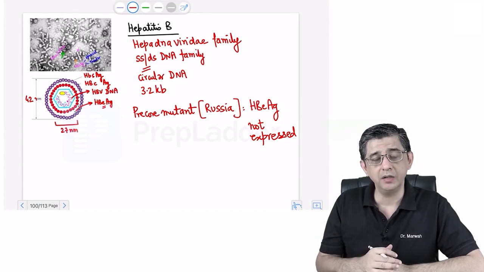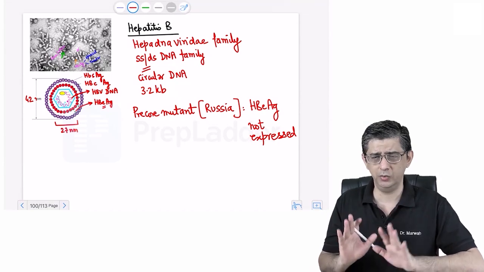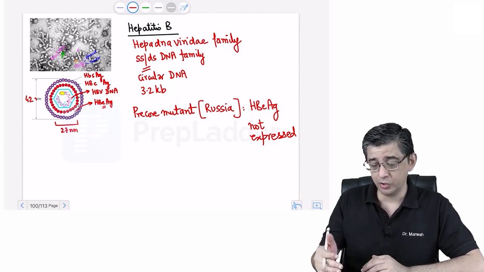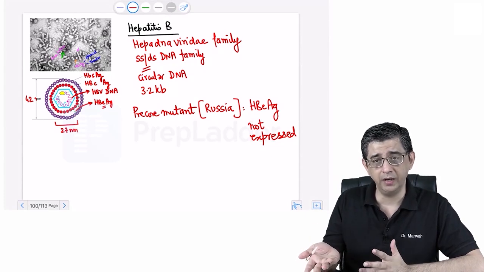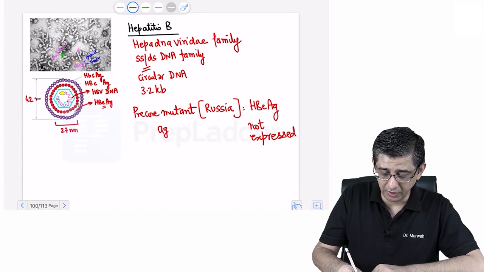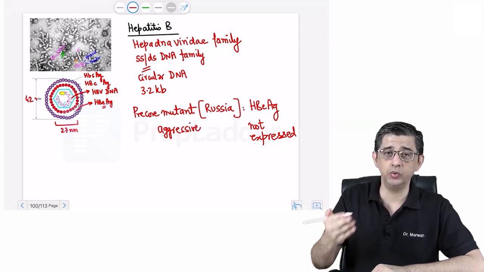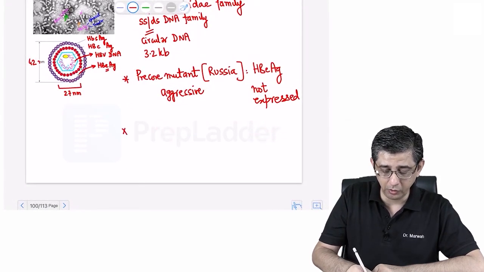Similarly here, if you are not aware that the virus is replicating, you are calm, you are relaxed, you are thinking, okay, the virus is sitting comfortably, it's not causing any damage. Because the body is under the impression that the virus is not replicating, as a result the damage caused by this virus is relatively more. So this is considered to be an aggressive variant of the virus as compared to the Indian virus per se. So this would be the detail for the pre-core mutant.